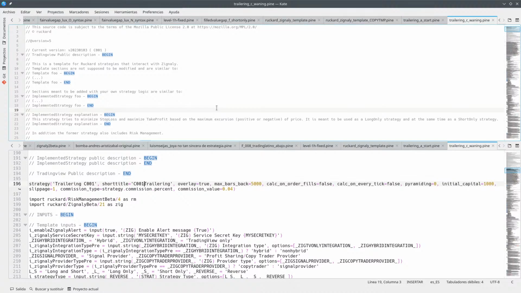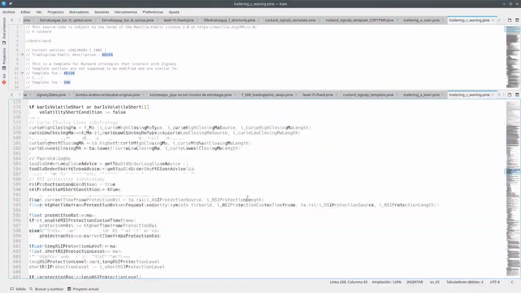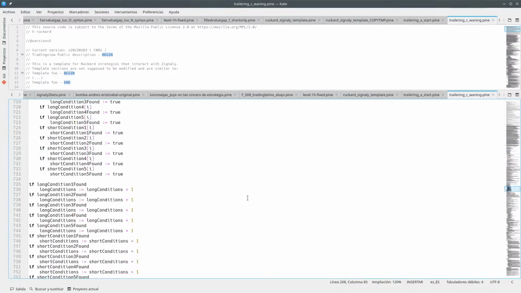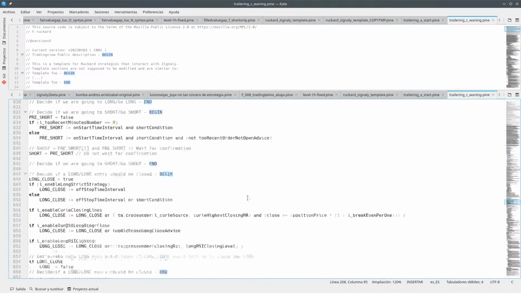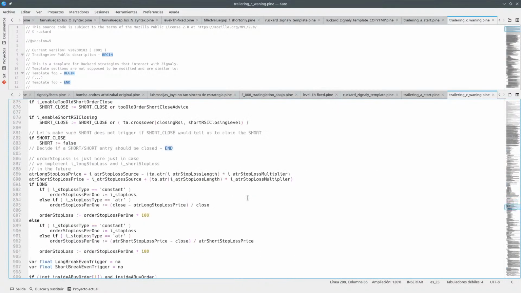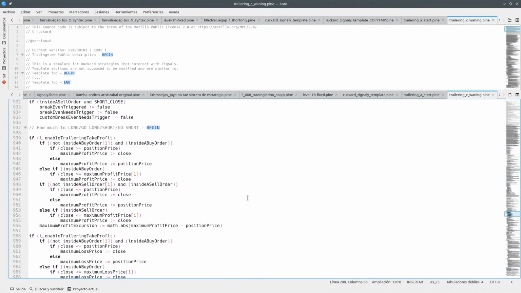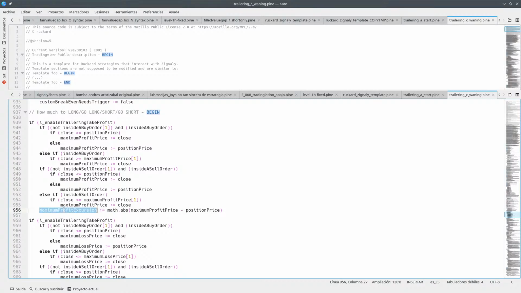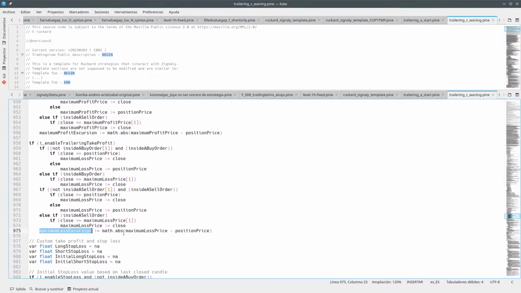So now let's focus on this one in difference, which I think it's going to help us a bit. So what we want to do is change the take profit calculation for this. So here you have the maximum profit excursion, this maximum loss excursion. Okay, nice.